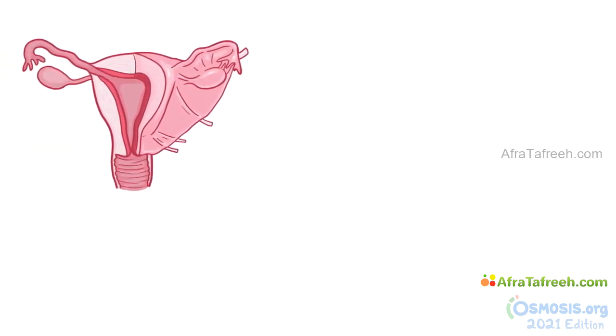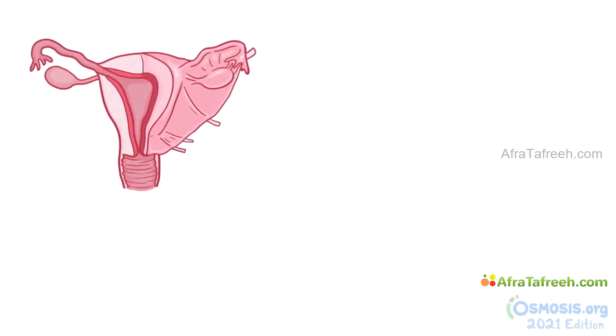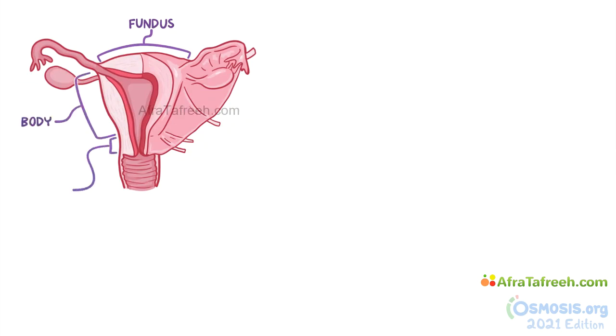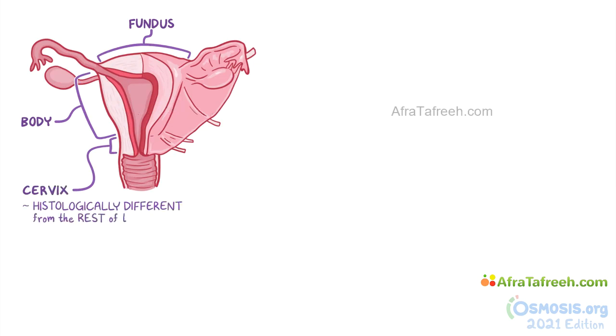The uterus is a hollow, pear-shaped muscular organ that nourishes and supports the growth of an embryo during pregnancy. The curved top or superior part of the uterus is called the fundus, the largest section in the middle is the body, and the bottom, more cylindrical portion is the cervix. Although the cervix is part of the uterus, it's histologically different from the rest of the uterus and will be covered in a separate video.